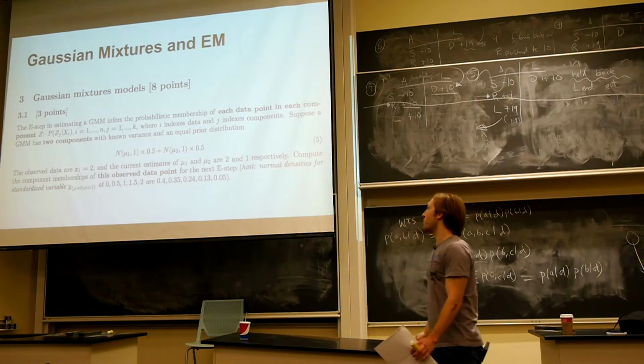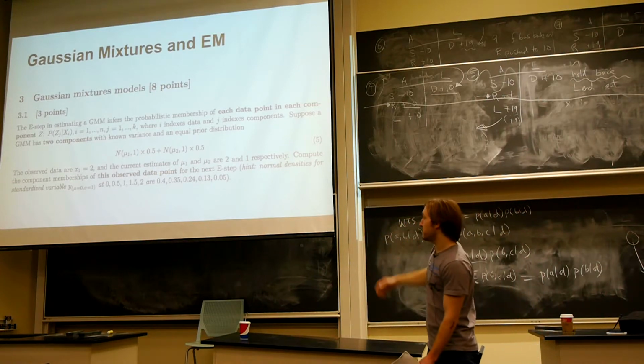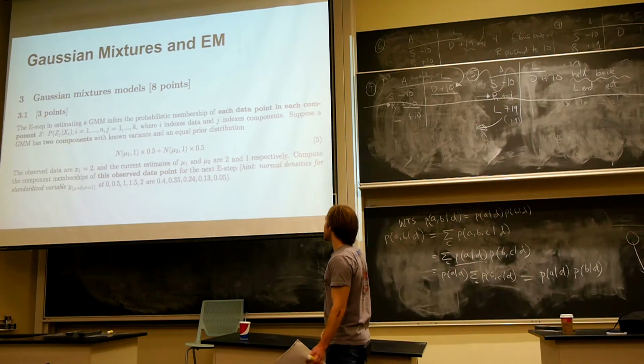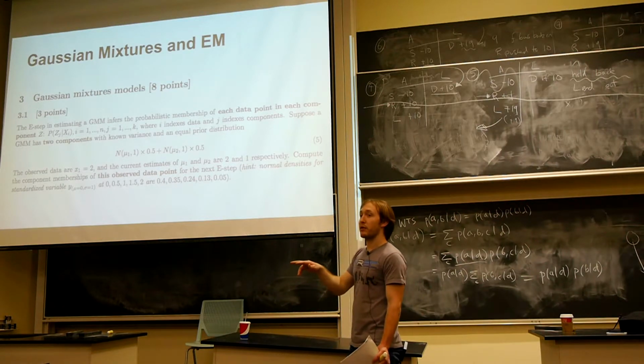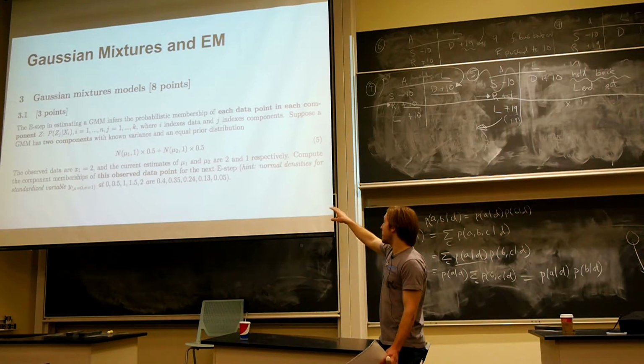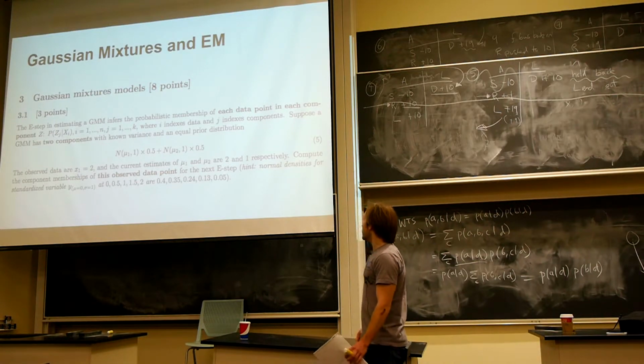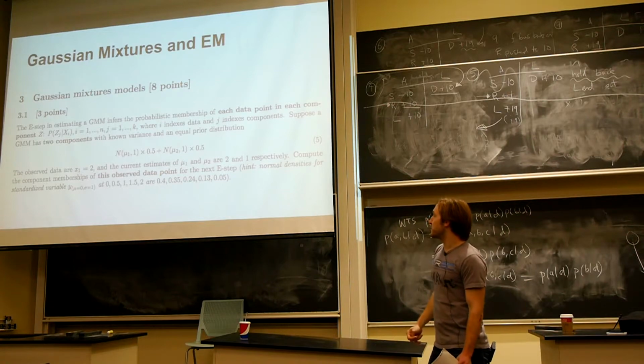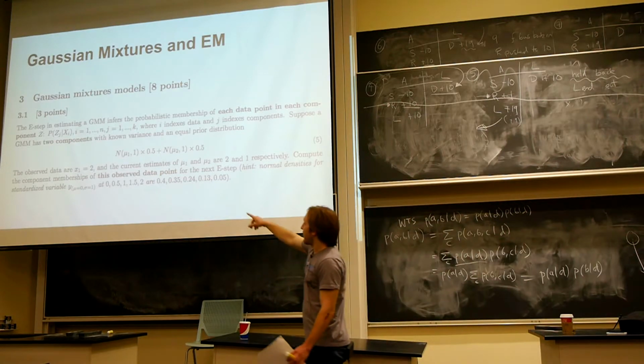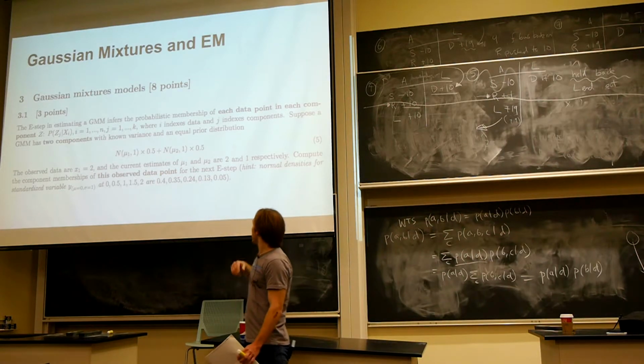The observed data is just one data point, which is x1 equals 2. And the current estimates of mu1 and mu2 in the EM algorithm are mu1 equals 2 and mu2 equals 1, respectively. So compute the component memberships of this observed data point for the next E step. So compute that value up there.